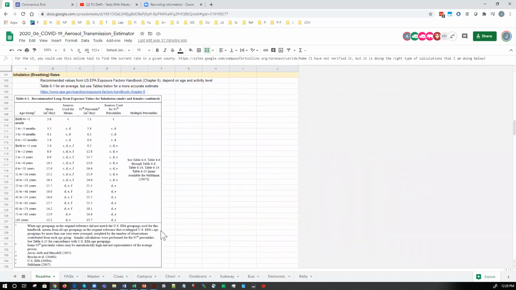Then you have the inhalation rates. How much air do we breathe? Which again is important. This is going to depend on the age, and you would use the mean. These are in cubic meters per day. In the spreadsheet, we use them in cubic meters per hour. So make sure to divide this by 24.